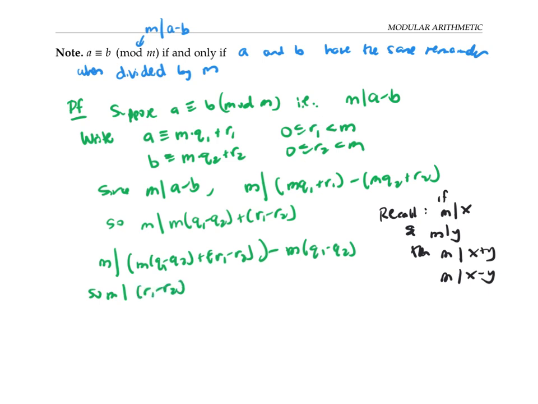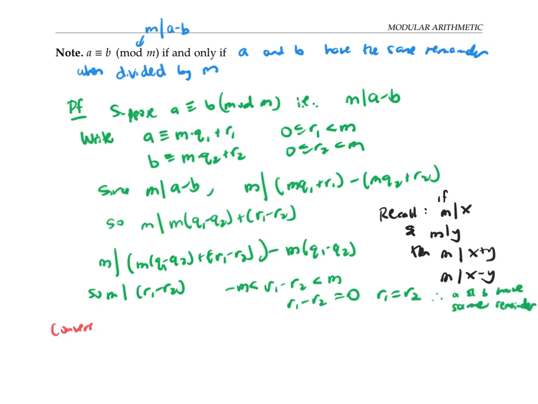Since r1 and r2 are both between 0 and m, their difference must be between m and negative m. And therefore, since m divides it, r1 minus r2 is a multiple of m. The only multiple of m strictly between negative m and m is 0. So r1 minus r2 is 0, and r1 equals r2. Therefore, a and b have the same remainder.